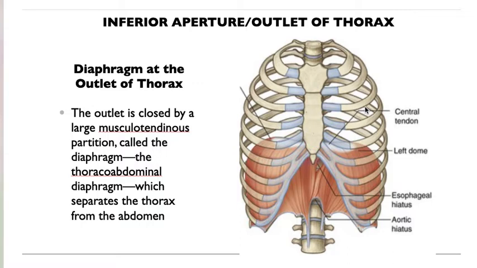Now, the inferior aperture and the outlet of the thorax, I told you before, we have the diaphragm at the outlet of the thorax. This outlet is closed by a large muscular tendinous partition called the diaphragm, the thoraco-abdominal diaphragm, which is separating the thorax from the abdomen.